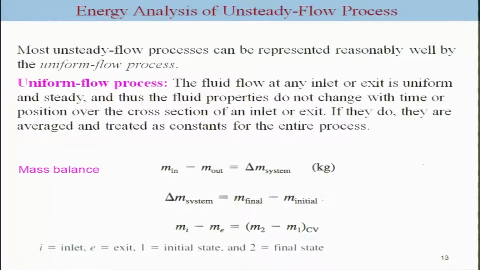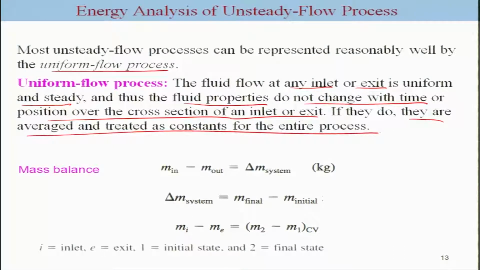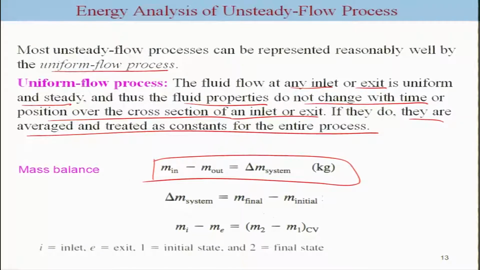So, most unsteady flow processes can be represented by a uniform flow process, where we assume that the fluid flow at any inlet or exit is uniform and steady, and thus the fluid properties do not change with time or position over the cross section of an inlet or exit, and if they do, they are averaged and treated as constant for the entire process. So, for such a case we can simply write the mass balance as m in minus m out is equal to delta m system, where delta m system is m final minus m initial. Sometimes we also write m inlet minus m exit is equal to m2 minus m1 of the control volume. Okay. So, this is our mass balance.